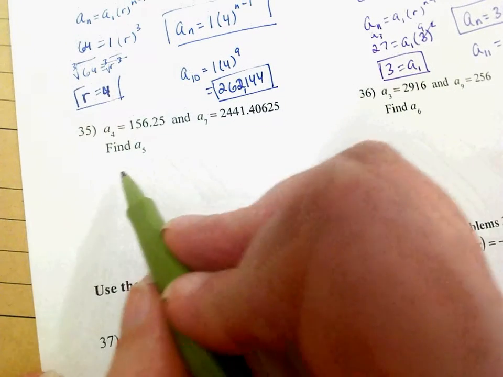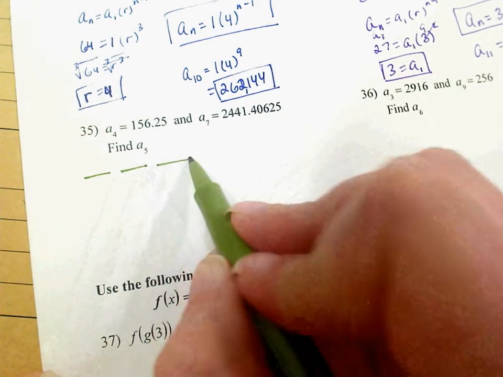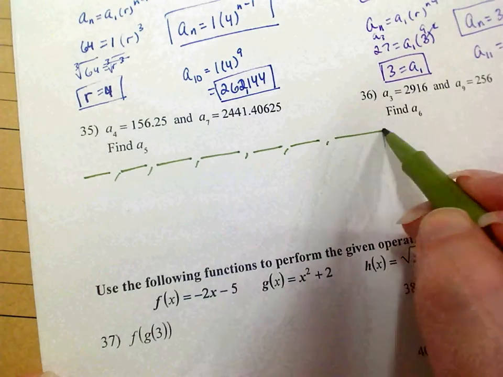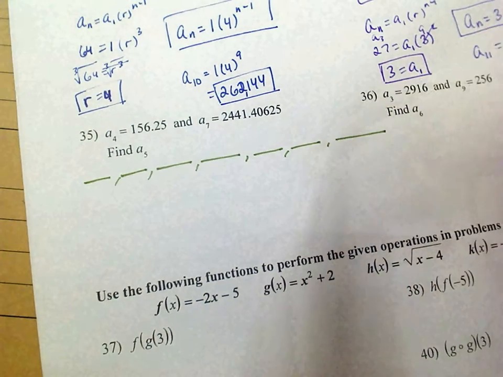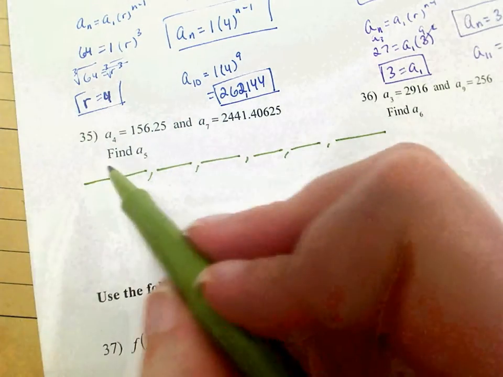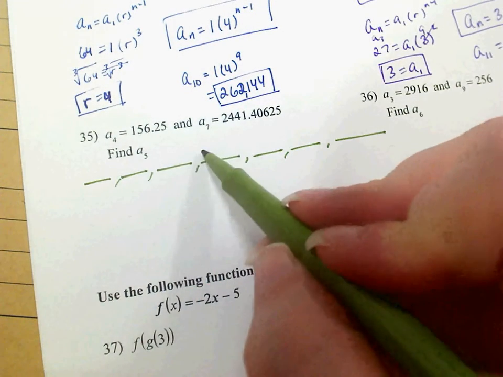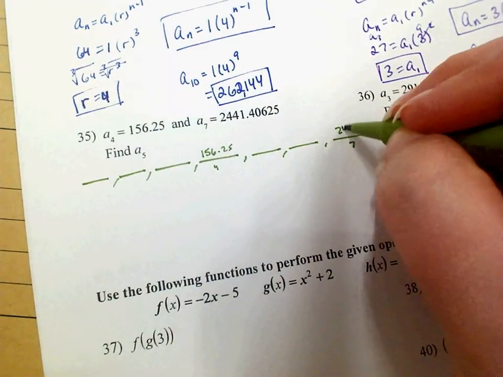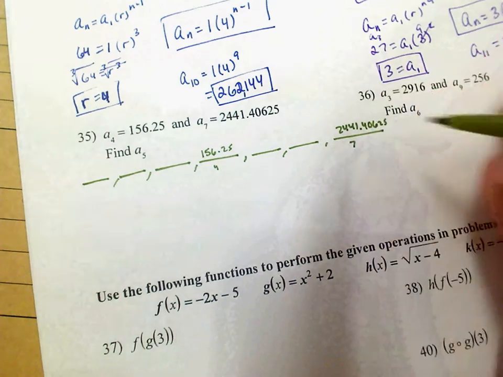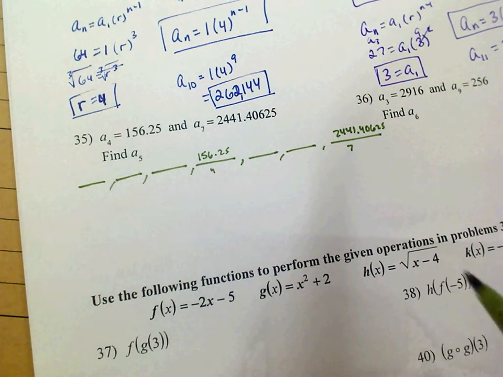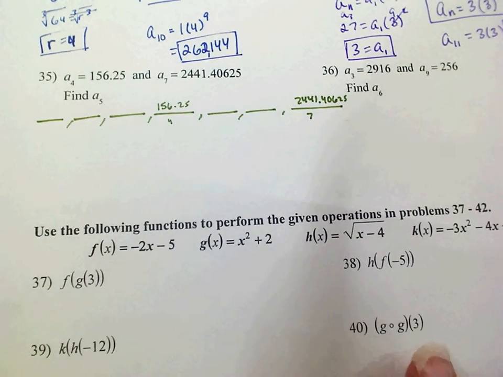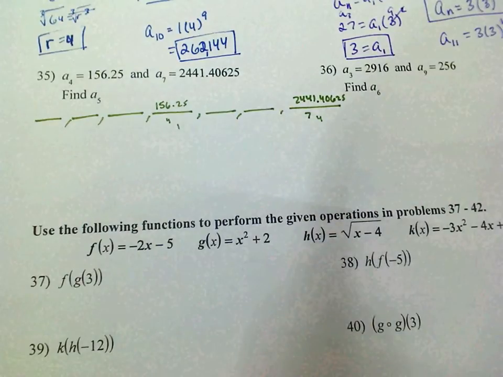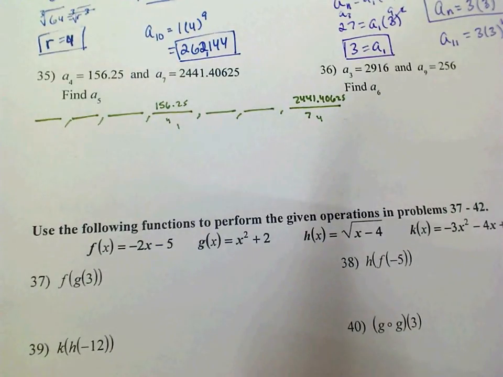I know that 1, 2, 3, 4, 5, 6, 7. Okay. Should have given myself more space for these. So I know that 1, 2, 3, the fourth term is 156.25, and the 7th term is 2441.40625. Okay. What I can do is pretend like this is the first, second, third, fourth term, and use that to solve for my common ratio. And once I know my common ratio, then I can use that to solve for my first term.